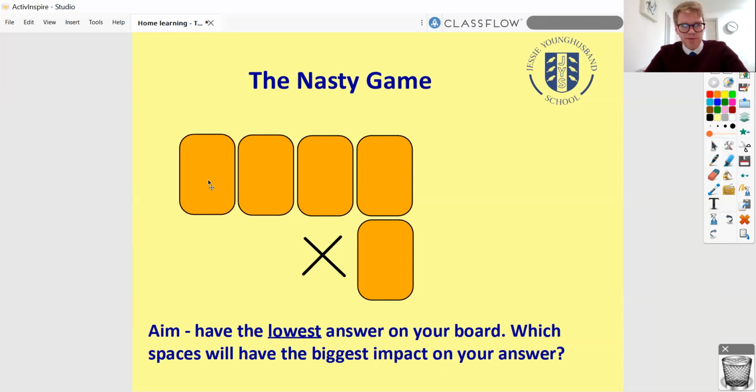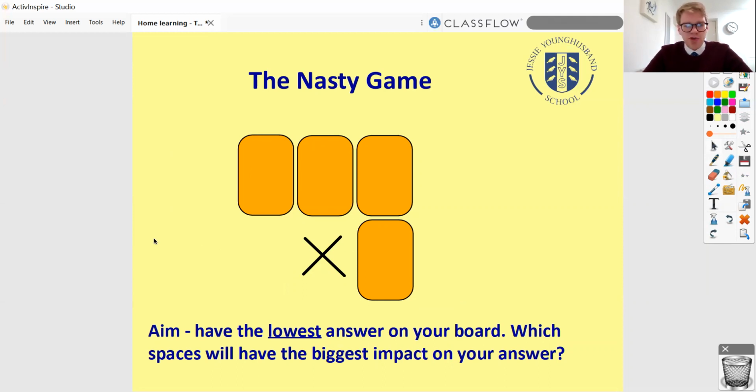So you could have maybe 4 times 1 or even 2 times 1 if you wanted. But let's not extend it on the bottom. We don't really know yet how to times by 2 or 3-digit numbers. So make sure whatever it is, it's times by 1. And you can mix it up a bit today. Maybe you can say your aim is to have the lowest answer on your board.